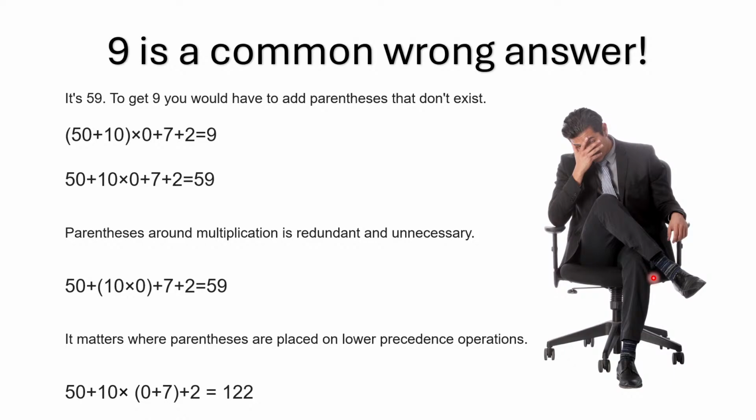9 is a common wrong answer that people get for this problem, okay? To get 9, you would actually have to add parentheses that don't exist. You would have to put parentheses around the 50 plus 10, and then in that way you would add 50 plus 10 and get 60. Then it would be 60 times 0 is 0. 0 plus 7 plus 2 would be 9. But as it is written, the answer is 59, okay?